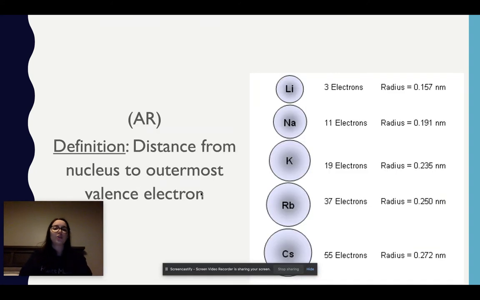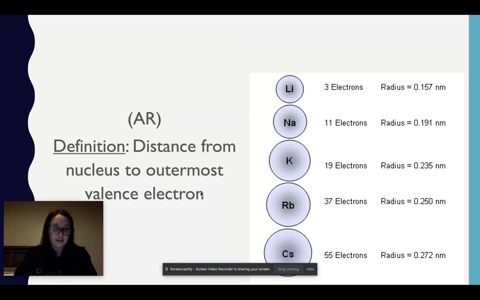It does that. So this one should say atomic radius, however, it did not come up for some reason, and I denote this with AR. The definition for atomic radius is the distance from the nucleus to the outermost valence electron. I will make sure these slides are updated on Canvas for you with the name, because I don't get why it's not coming up.